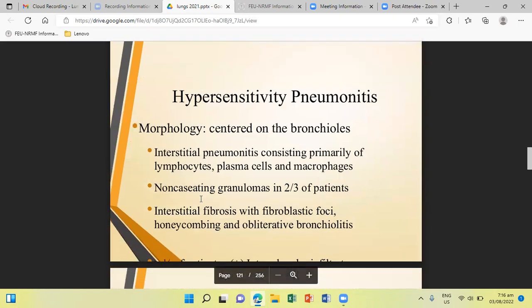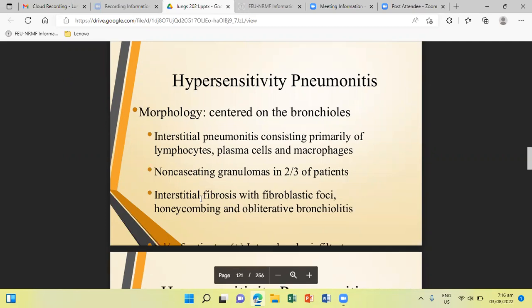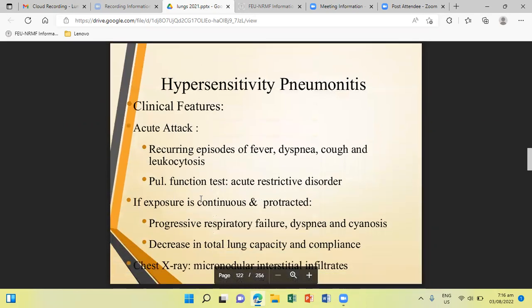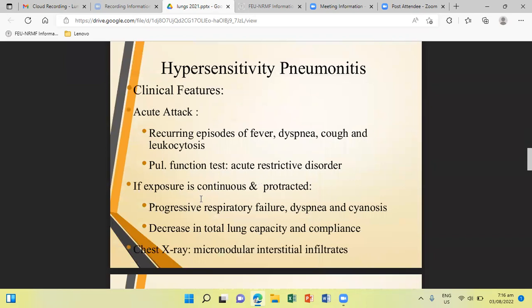Hypersensitivity pneumonitis is often centered in the bronchioles. Findings include interstitial pneumonitis, granulomas, as I have said, and fibrosis. The acute attack may be heralded by fever, dyspnea, cough, and leukocytosis. You need to do a pulmonary function test, which will give you an idea that your patient is having progressive respiratory failure. The chest X-ray is expected to show micronodular interstitial infiltrates. The symptoms will usually appear 4 to 6 hours after exposure and may last for 12 hours to several days.